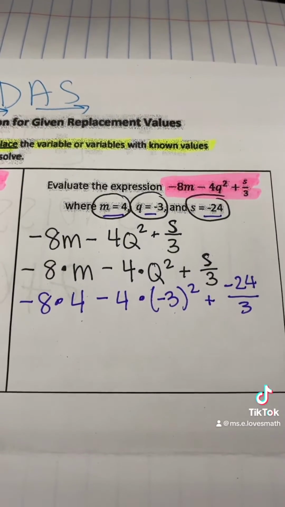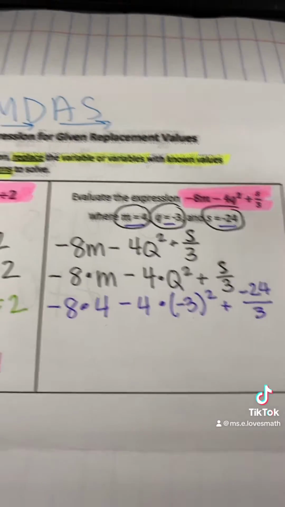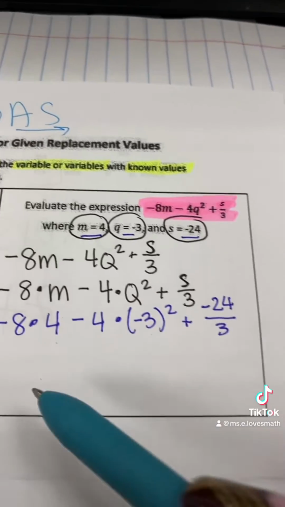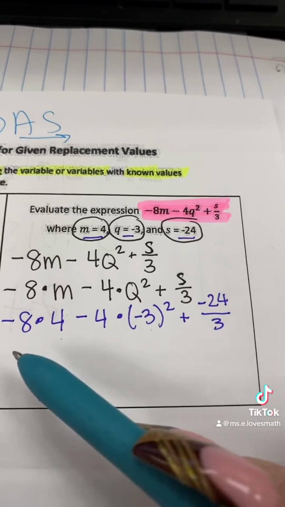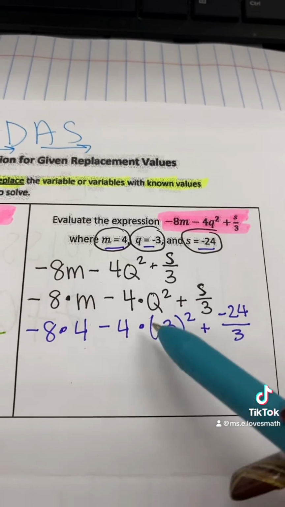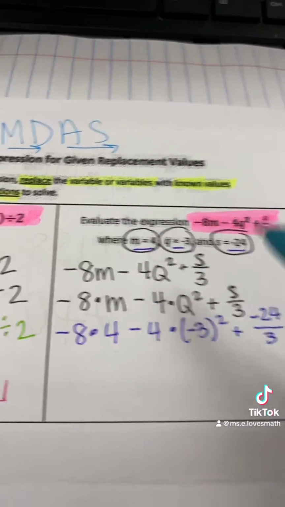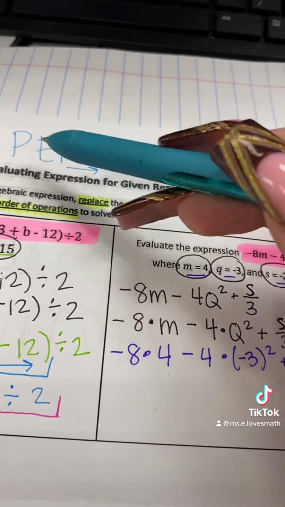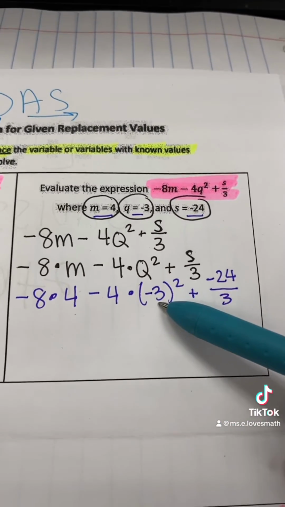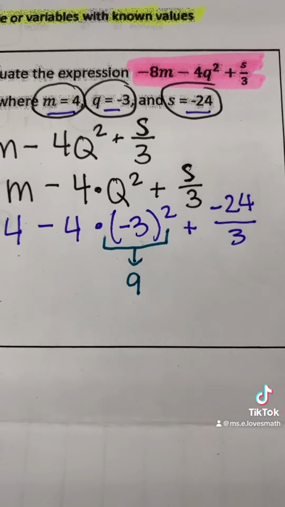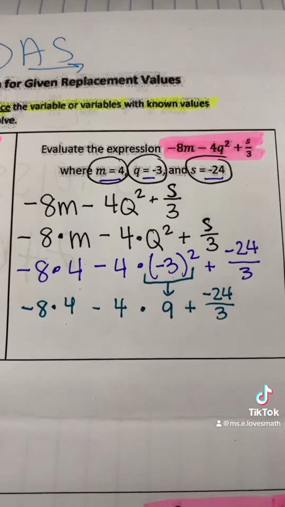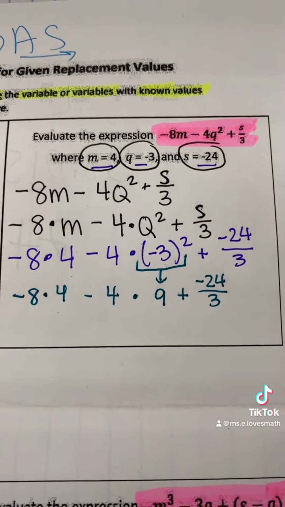Our next step is to use the order of operations to begin solving. The first step is parentheses, and we're looking for parentheses that have math operations inside. This parentheses only holds a number. There are no operations to do, so we can skip our parentheses step. Next, we look for exponents. We have an exponent here on negative 3. Negative 3 to the second power is 9. Then you need to bring down the rest of the expression.